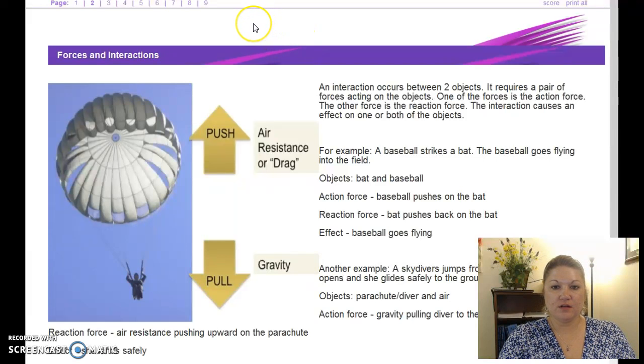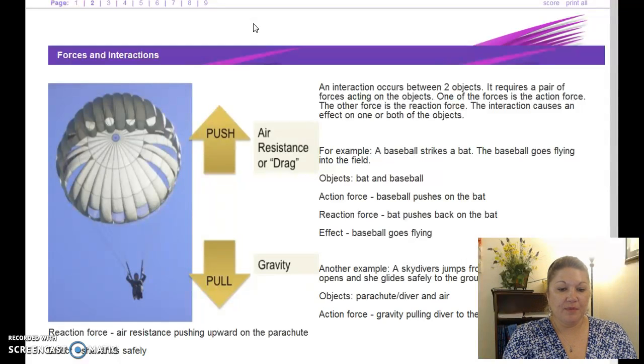An interaction occurs between two objects. It requires a pair of forces acting on the two objects. So you have one object A pushing on object B. Well, object B is going to push right back on object A. One force will be the action that initiates this interaction. The other force is the reaction. This interaction and these forces together can cause an effect on one of the objects or on both of them.